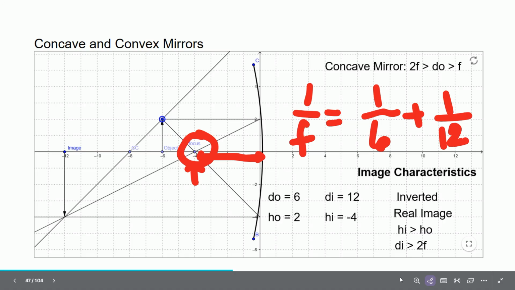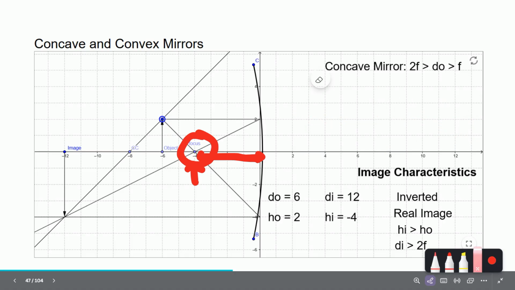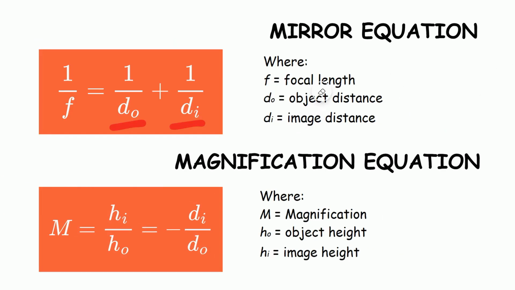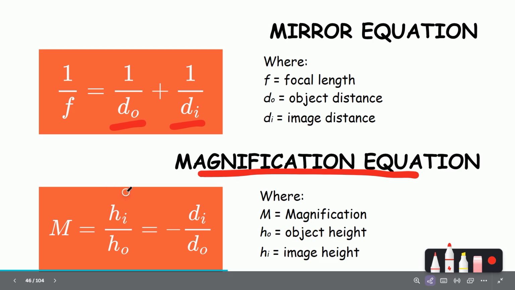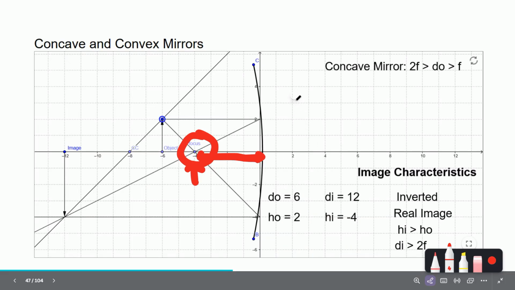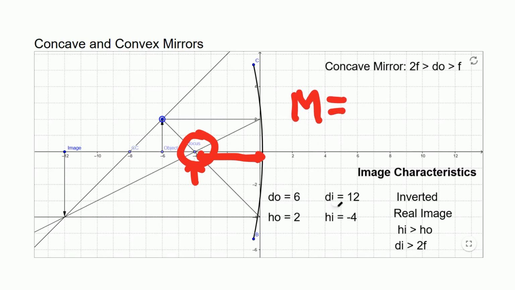Okay, now we're done with the mirror equation. Now we will proceed with the magnification equation. So the magnification equation is more on the ratio, right? So let's have this hi and ho. So m is equal to hi, which is negative 4, over our ho, which is 2, so it is negative 2 times.